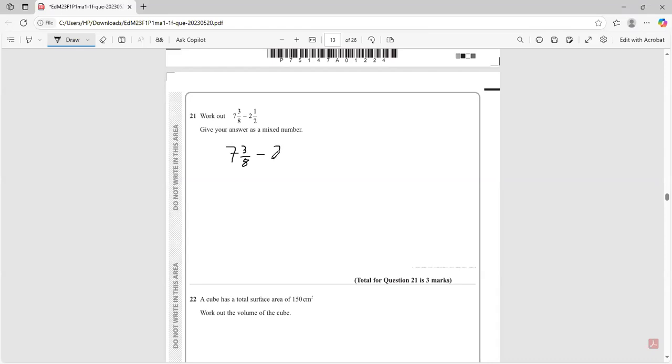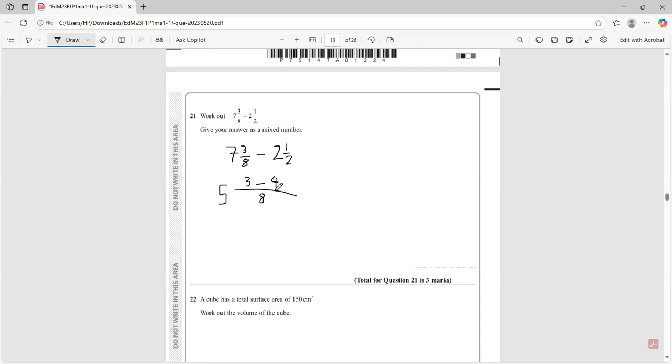Let's see. I know you have a method for doing this, but let me see if you may want to buy my own method. 7 minus 2 is 5, right? That's it for the whole number part. The LCM of 8 and 2 is 8, because clearly 8 is a multiple of 2. 8 in 8 is 1. 1 times 3 is 3. Minus 2 in 8 is 4. 4 times 1 is 4.